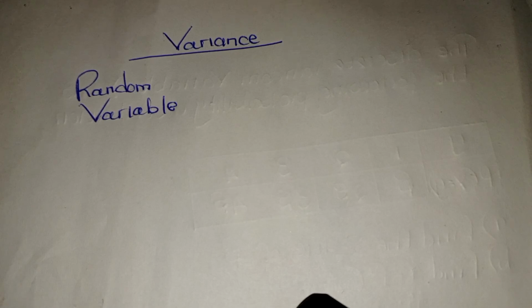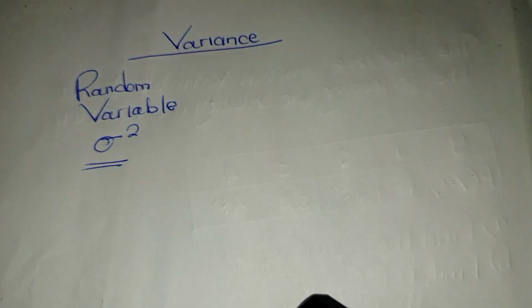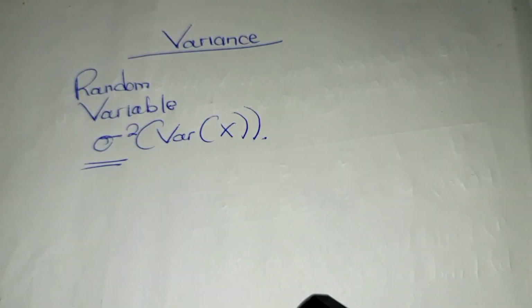So when we are talking about random variables, we need to understand one thing. The variance of a discrete random variable may be considered as the average of the squared deviation. When we're talking about the squared deviation, we are talking about what is referred to as sigma squared. So sigma squared in this case is the same as the variance of x.